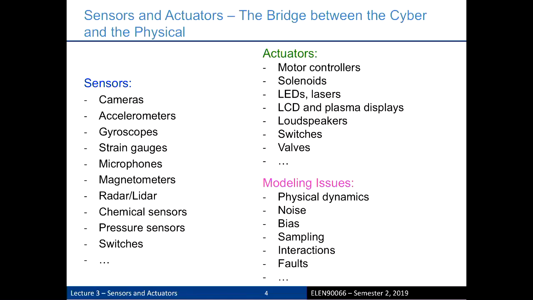On the right-hand side is our output to the physical world, and these are actuators. As I said before, motors are the number one actuator that we think of when we think of an embedded system or a cyber-physical system. But solenoids, which are a very simple moving actuator, are more of an on-off thing. LEDs, lasers, LCD and plasma displays can also be considered actuators, something that we can write to the physical world. Loudspeakers, switches, and even valves, which are making a bit of a comeback in some applications, believe it or not.